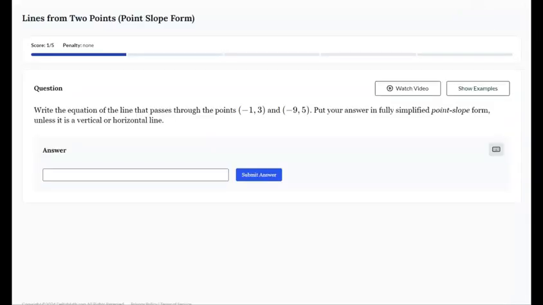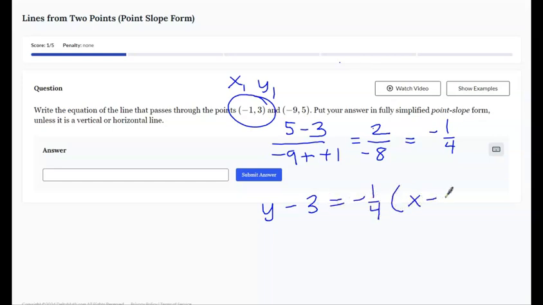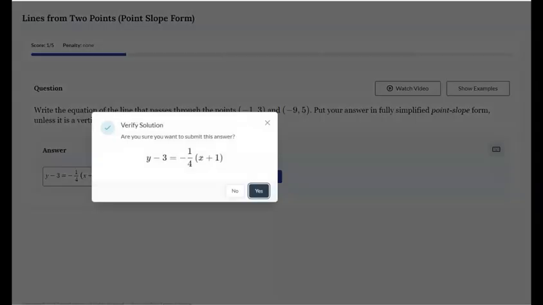One more time. Calculate your slope. So 5 minus 3 over -9 minus -1. And that gives us 2 over -8, which is -1/4. I think I'll choose this as my xy point. So it's y minus 3 equals -1/4 times x minus -1. Now you can't have two signs in a row, so we're going to make this one a positive sign. And we'll type it in here.